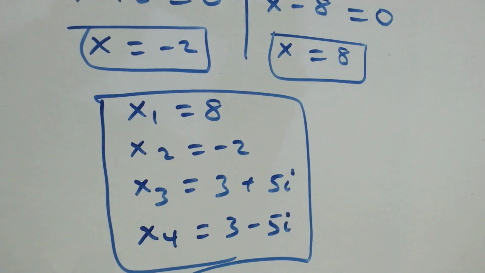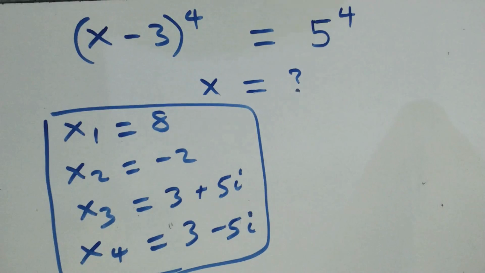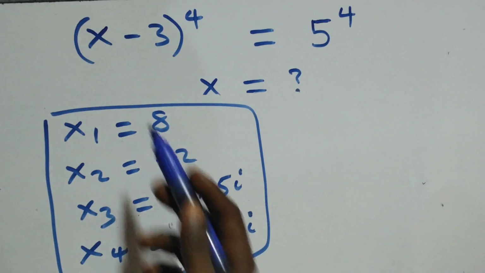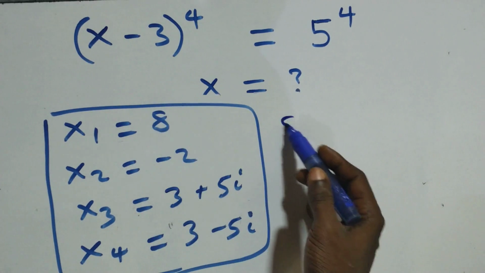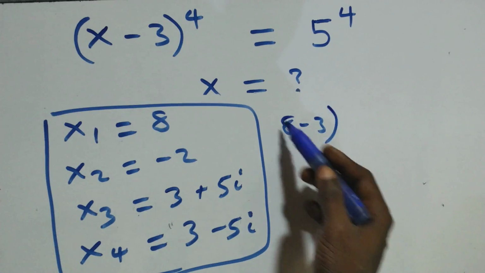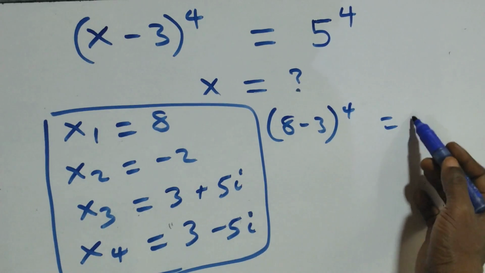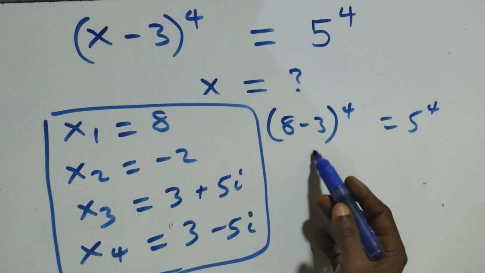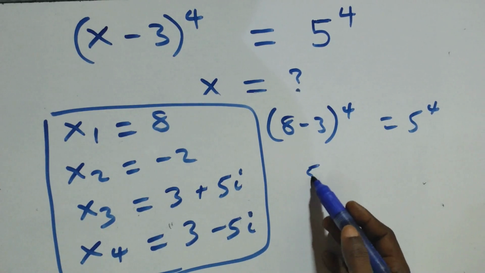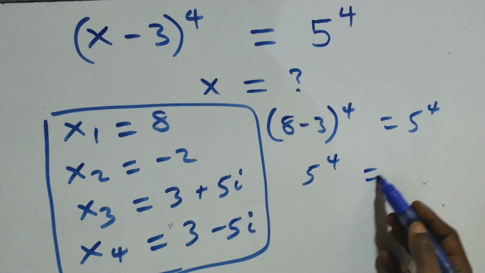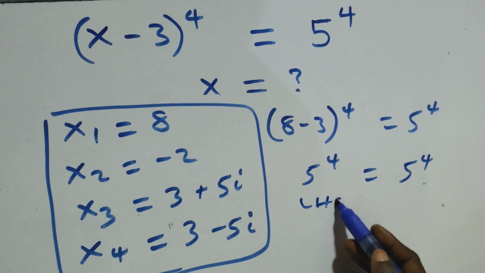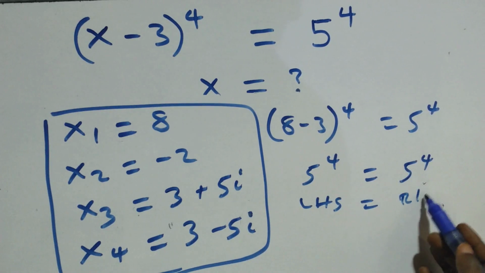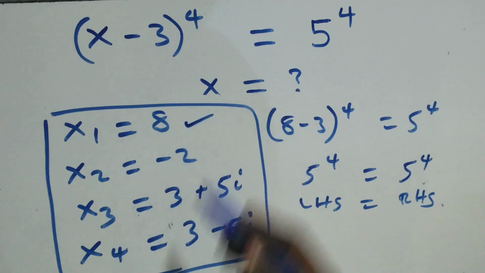Then of course, here we can check by substituting the value of x into the given equation now. For x equals to 8, what we have simply becomes (8 minus 3) all raised to power 4, is it equals to 5 raised to power 4? Of course, 8 minus 3 here, that's of course 5, which is raised to power 4 equals to 5 raised to power 4. We have left hand side equals to the right hand side. And of course, it here satisfies the given problem.